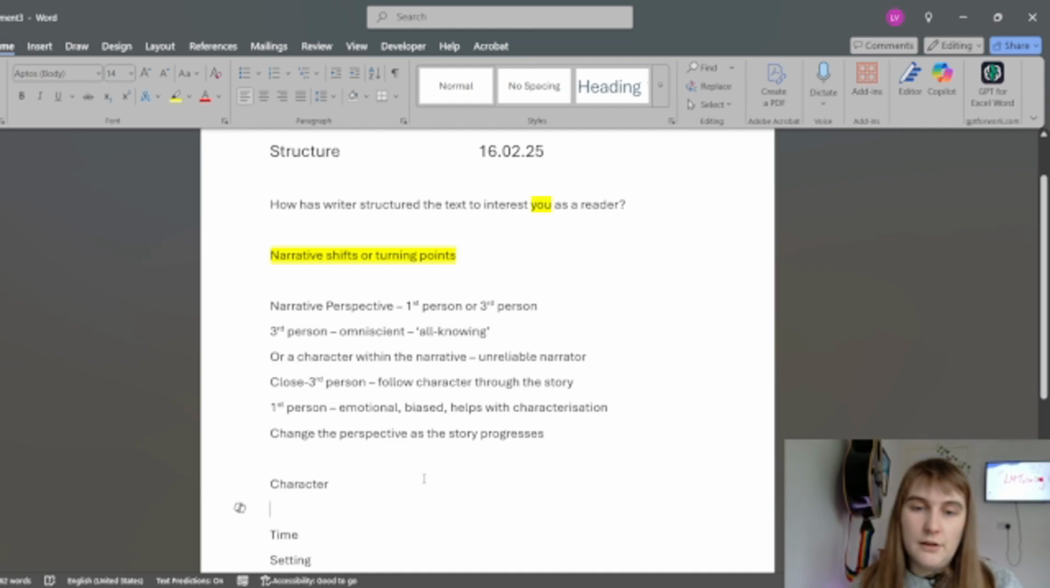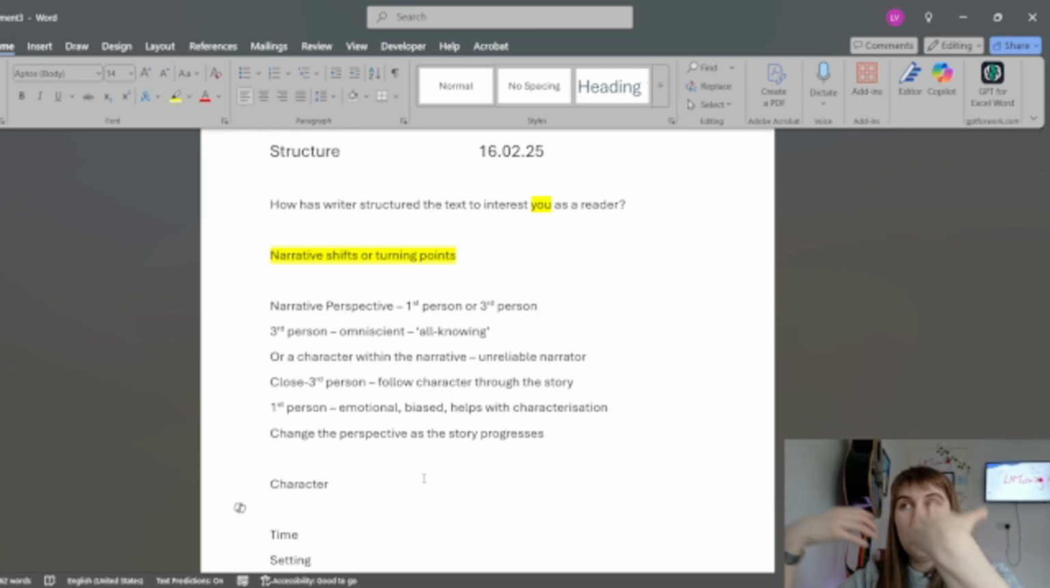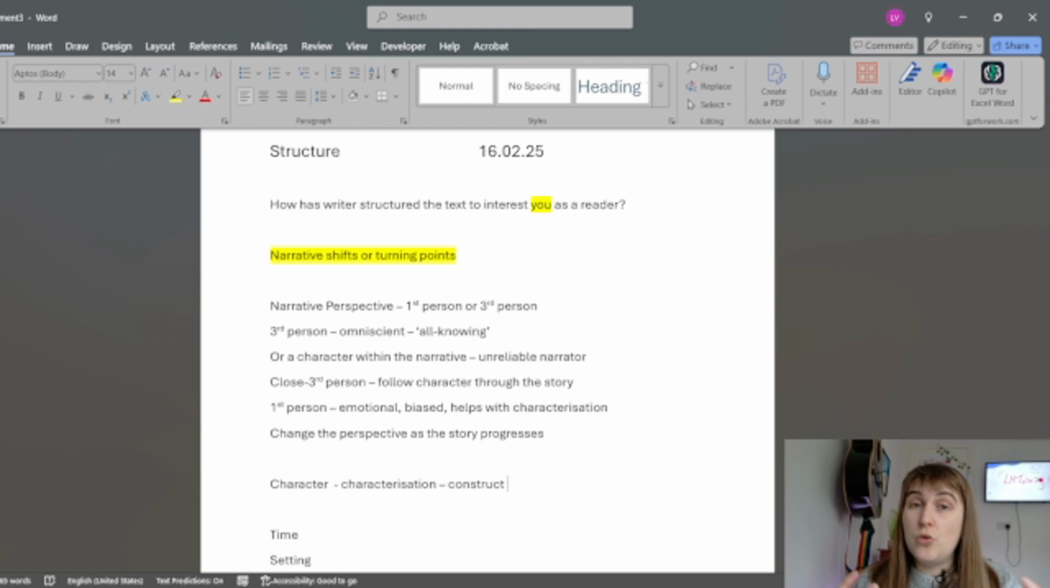So character is very similar to narrative perspective, but obviously this includes all of the characters who aren't our eyes as well. So character just relates to this idea of characterization. And that doesn't necessarily have to be a human character. It could be an animal or sometimes even a building, although that links to setting as well. It can have character of its own. So things that we associate with that particular construct that the writer has made. Remember, all characters are constructs. They're just tools that the writer is using to create an effect for us.